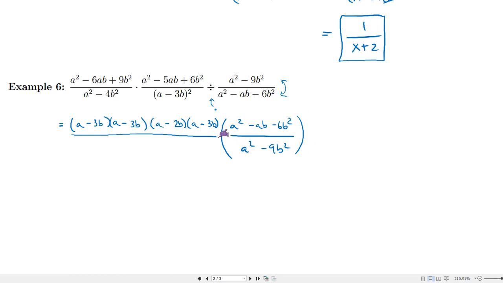Okay, so now that's multiplication, and we will multiply by the reciprocal of this. Can we factor what we have over here? We'll deal with factoring that in just a second, but what do we have over here? So we have a difference of squares, so that's a minus 2b, a plus 2b.